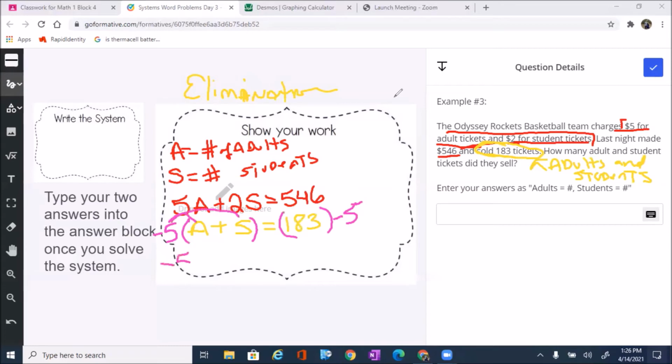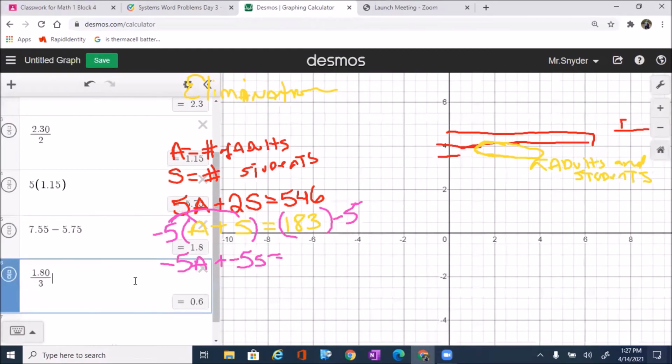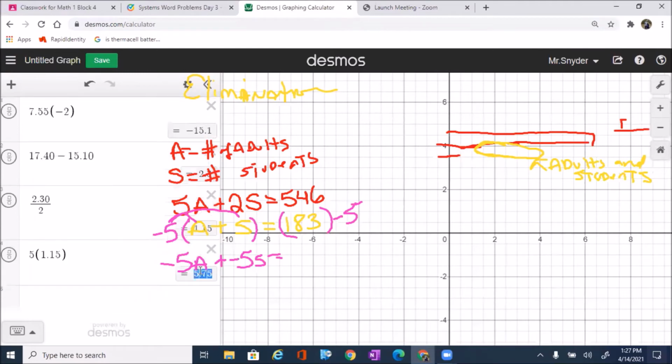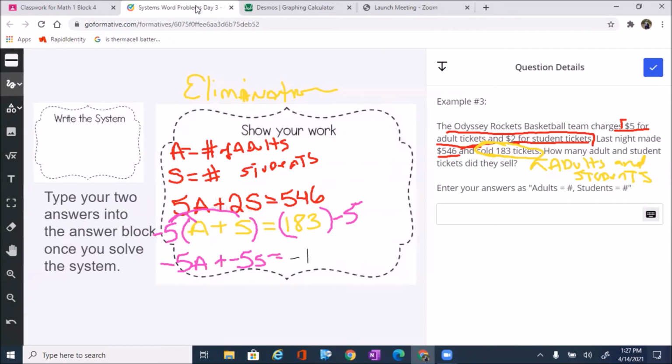So anyways, that gives me -5a plus -5s equals 183 times -5, and we can go to Desmos and we can do this if we want to. So 183 times -5, and that is going to give us -915. There we go, -915. Now notice that this line changed. So this is that line changed.